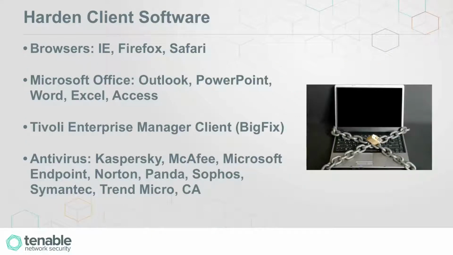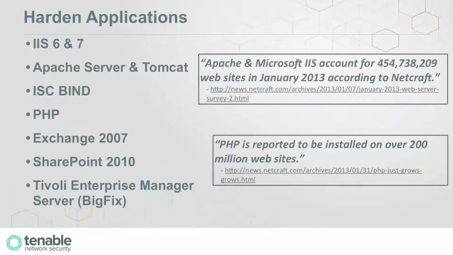Client software is under attack from attackers more than ever before. We just keep seeing things like browsers and Office software attacked by attackers. Also, things like Tivoli Enterprise Manager and your antivirus system. Making sure your antivirus software is installed, up to date, configured properly to run on boot, to be active when the system is running, is all extremely important, and some of the things that Nessus allows you to check for.